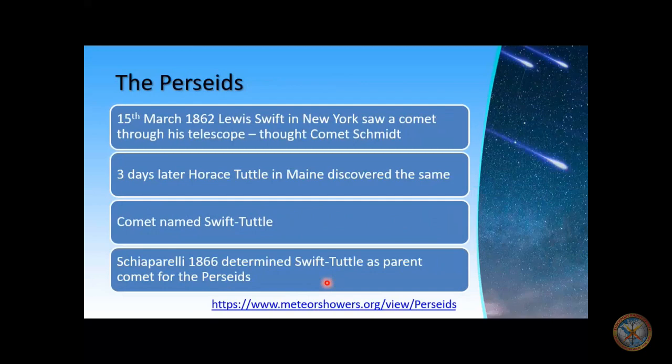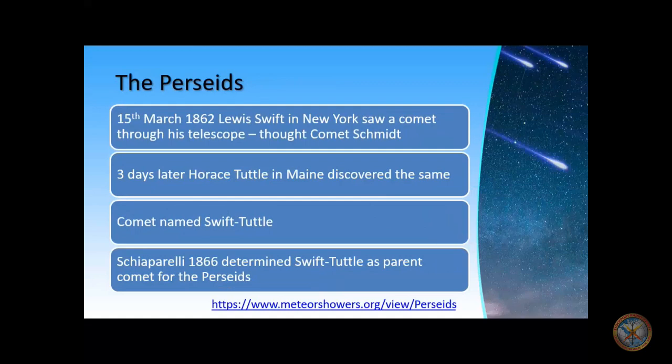Right, then further on, in 1862, Lewis Swift in New York noticed a comet through his telescope, and he thought it was Comet Schmidt, which had been discovered only 2 weeks earlier. But also Horace Tuttle in Maine discovered the same comet 3 days later, so it was named Swift-Tuttle. And Schiaparelli, whom we've seen before, determined Swift-Tuttle as the parent comet for the Perseids.